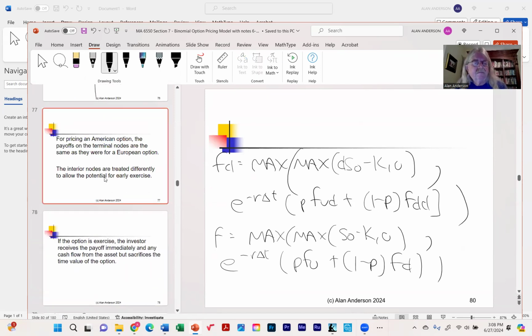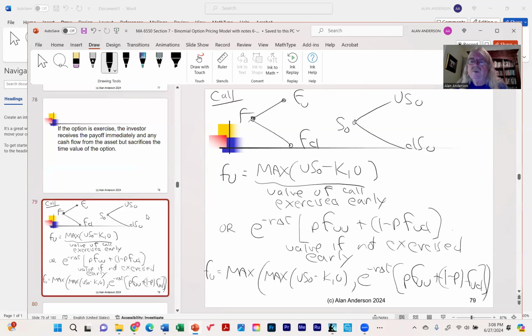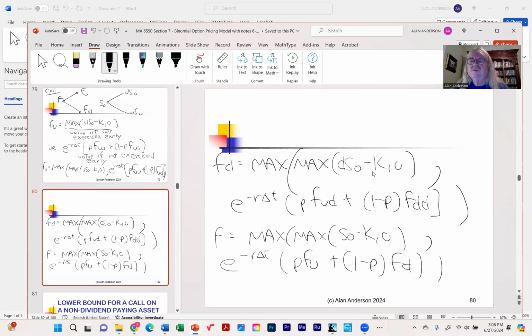All right. So this is for a call. For a put, all we'd have to do is reverse. This would become K minus US0, for example. This would be, of course, K minus DS0, and this one would be K minus S0. Otherwise, it's the same. All right. So that's what's happening with this model.